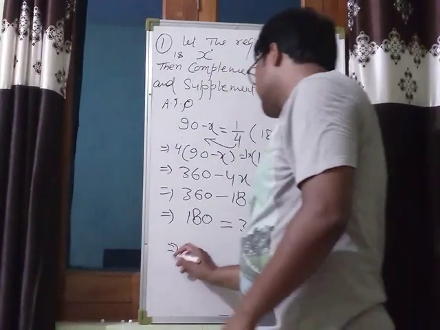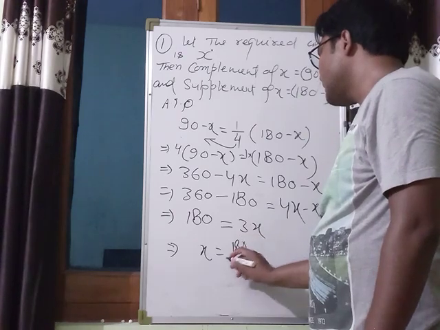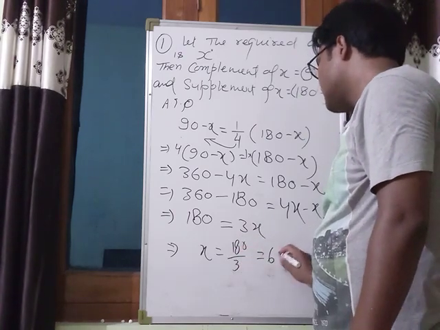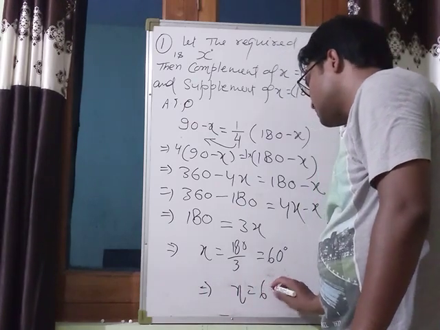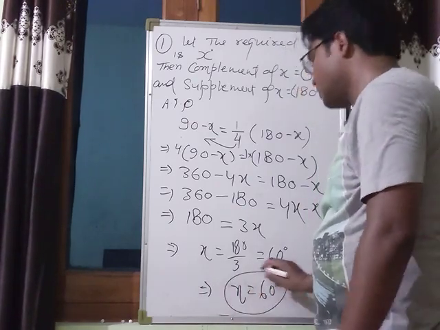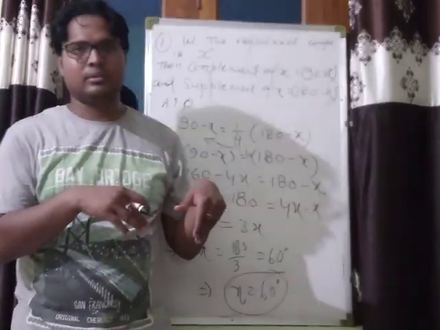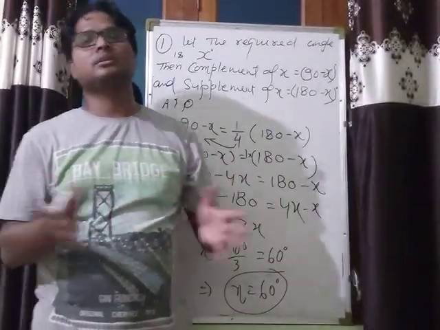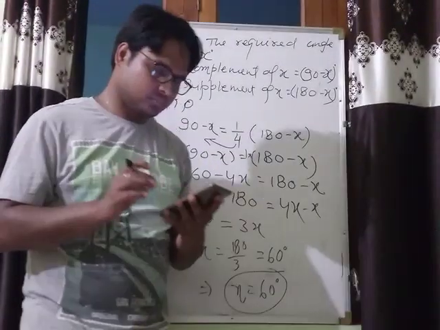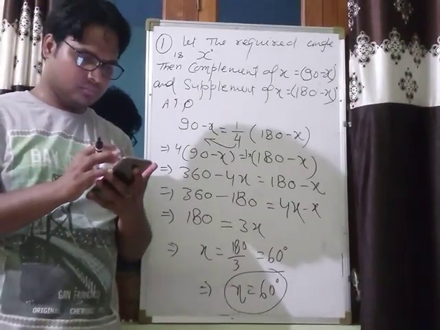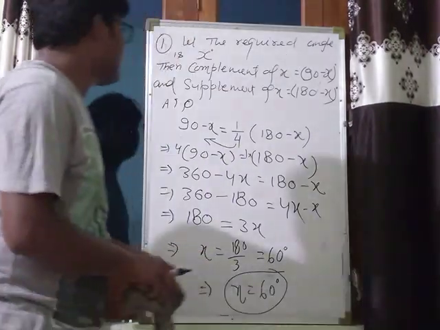So from here x is equal to what? 180 divided by 3, that is 60 degree. Okay, clearly the required angle is 60 degree. So 60 degree is that angle whose complement is 1/4 of its supplement. Okay, now read question number third.